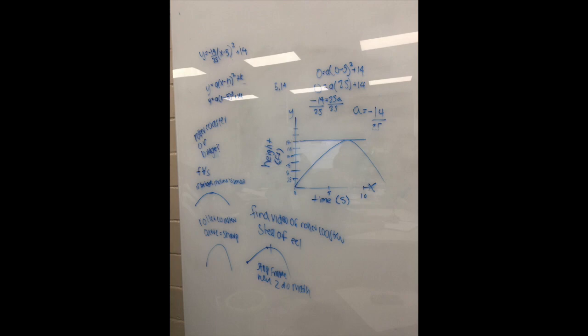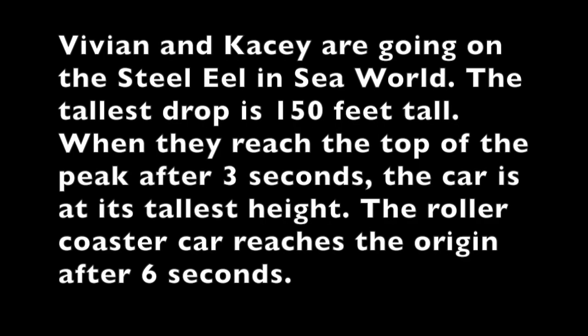This is our brainstorming. Vivian and Casey are going on the Steel Eel in SeaWorld. The tallest drop is 150 feet tall. When they reach the top of the peak after 3 seconds, the car is at its tallest height. The roller coaster car reaches the origin after 6 seconds.